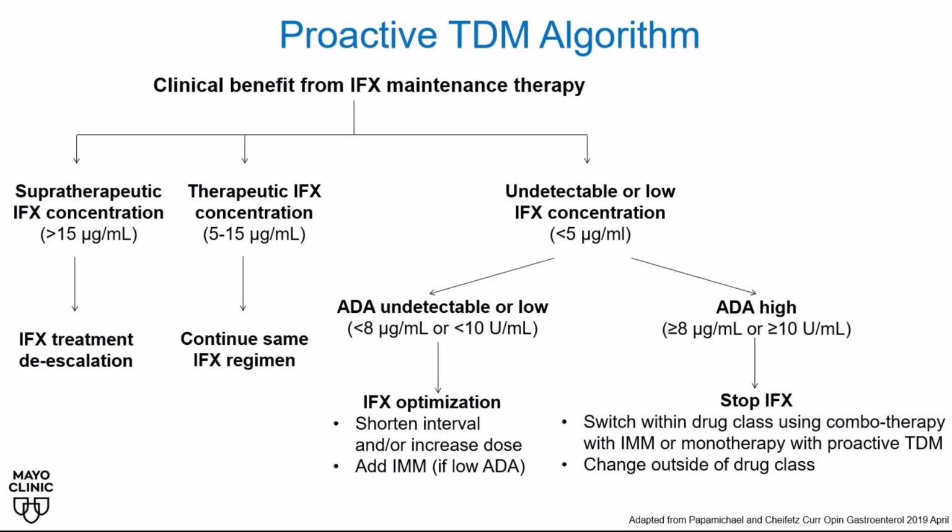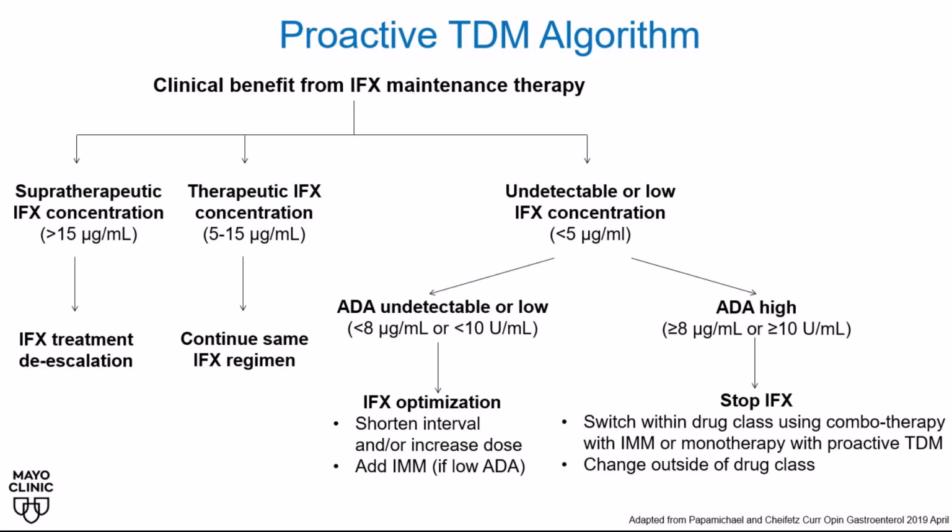But some patients don't need to have a level of 15 if they're in complete remission. So maybe these are opportunities after a steroid-free remission of a year, showing deep remission, which we'll talk about, that we could consider de-escalation of treatment. What happens if that patient falls in that more middle range, that 5 to 15 micrograms? This is where we may continue the same infliximab regimen, especially if that patient is clinically well.